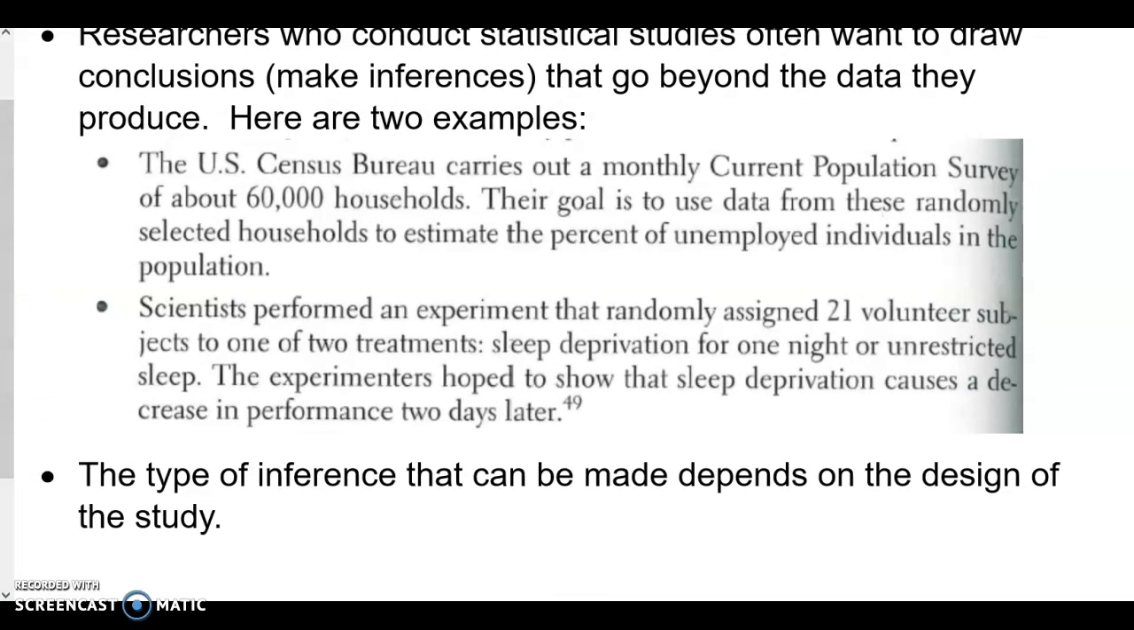The U.S. Census Bureau carries out a monthly current population survey of about 60,000 households. Their goal is to use data from these randomly selected households to estimate the percent of unemployed individuals in the population. In this other example, scientists perform an experiment that randomly assigned 21 volunteer subjects to one of 2 treatments, sleep deprivation for 1 night or unrestricted sleep. The experimenters hope to show that sleep deprivation causes a decrease in performance 2 days later.